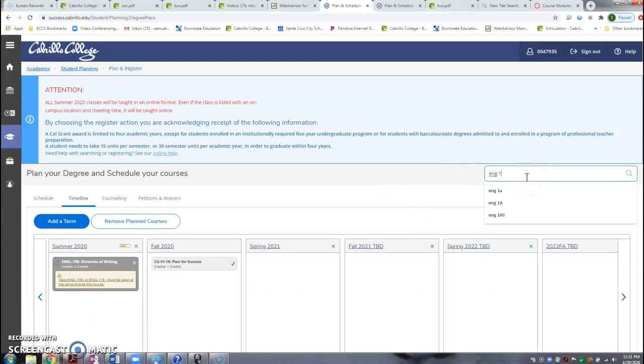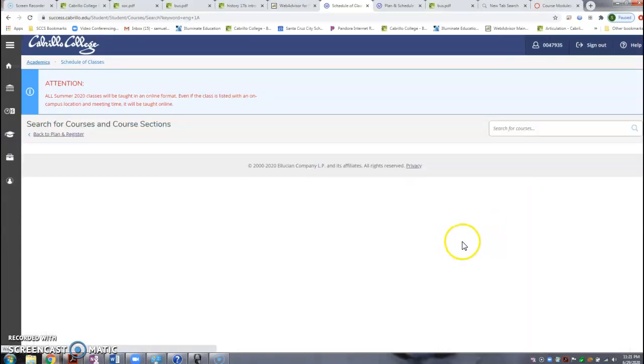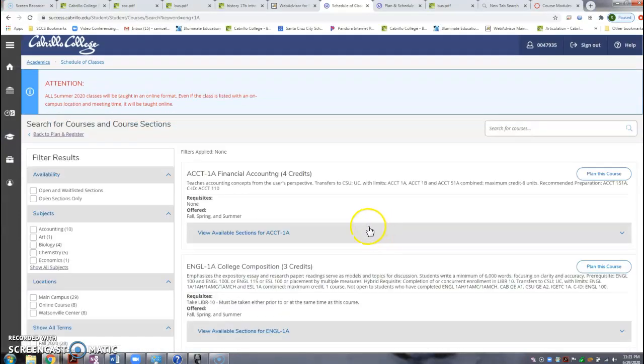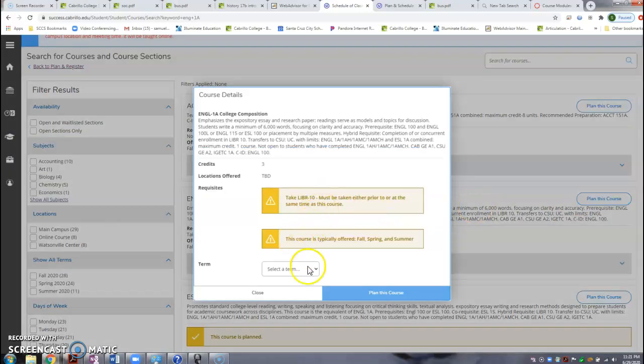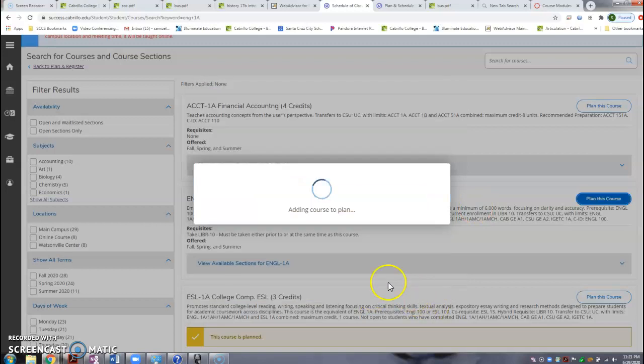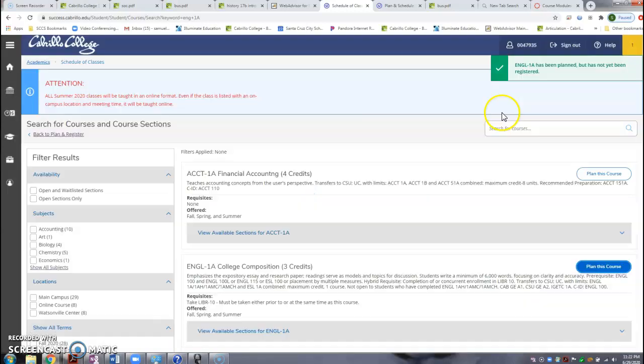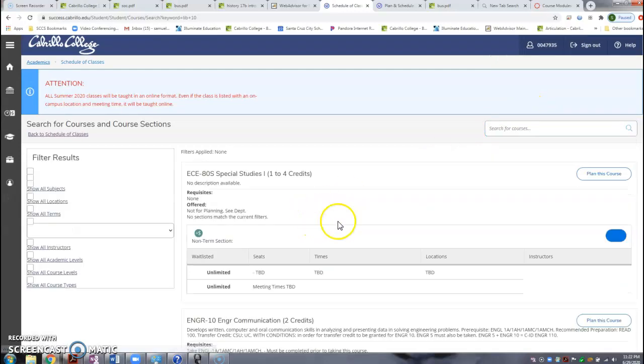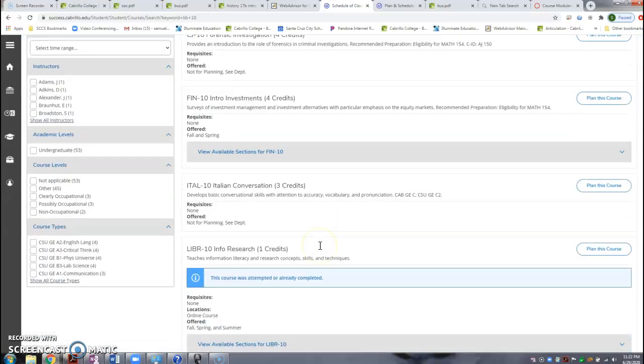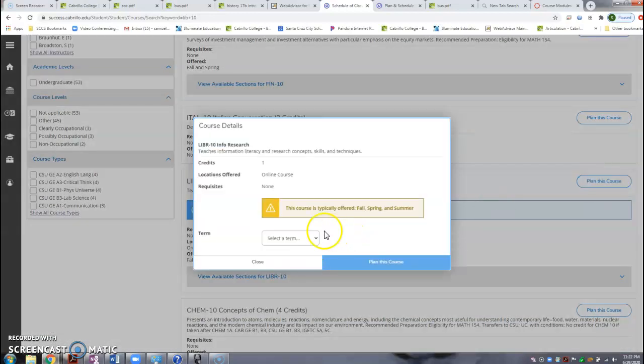So I got to take English 1A. After the English 100 you're taking right now, the next one is English 1A. So you're going to do that, and it has a library 10, so I'm going to do it for the fall. And then it says you need library 10. So I'm only going to show you how to do about 3 or 4 because there's not enough time. Okay? And you do that.